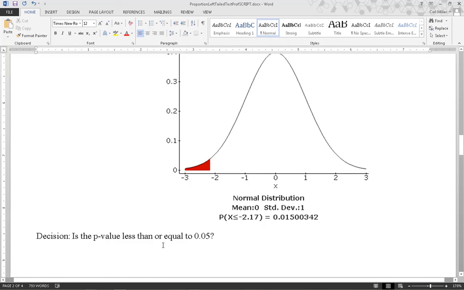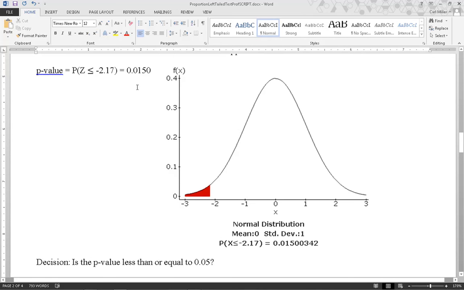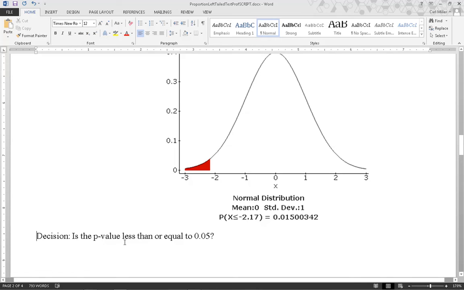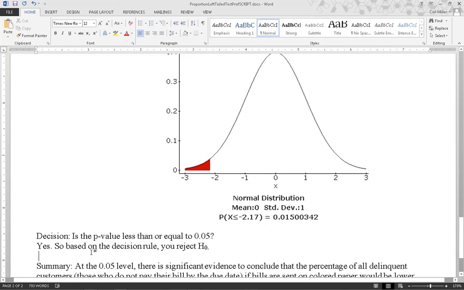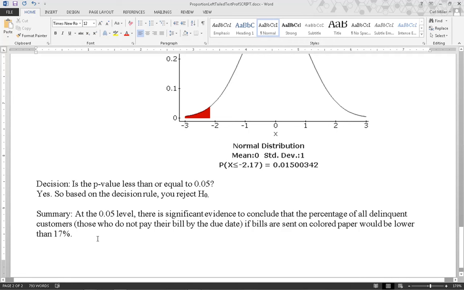Is the p-value less than or equal to 0.05? Yes. So based on the decision rule, you reject the null hypothesis, H sub 0. In summary, at the 0.05 level, there is significant evidence to conclude that the percentage of all delinquent customers, those who do not pay their bill by the due date, if bills are sent on colored paper, would be lower than 17%.